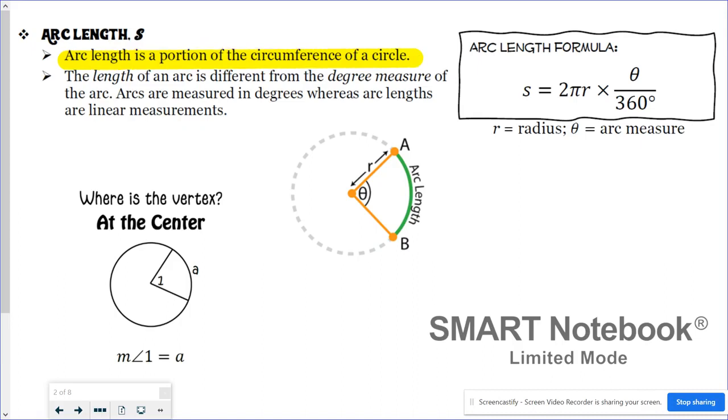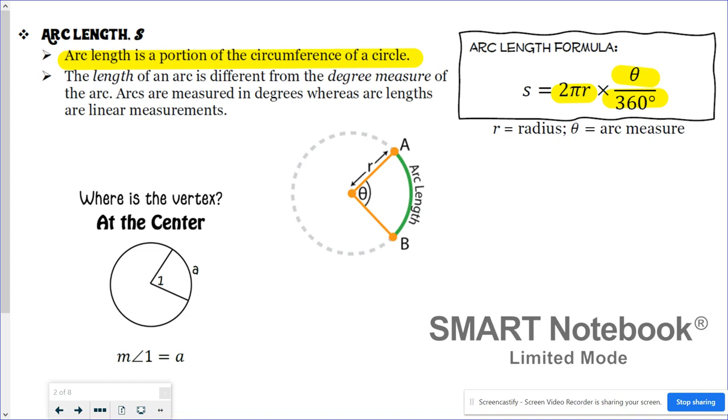Circumference is found by going 2 times pi times the radius. So we just want to find a fraction of the circumference. We're just going to multiply the circumference by theta over 360. Theta is representing the measure of the arc. So we're finding the fraction of the circle and multiplying that fraction by its total circumference, and that's going to give us arc length.